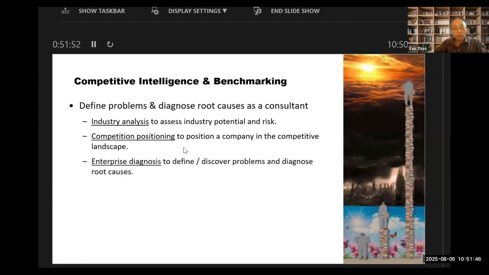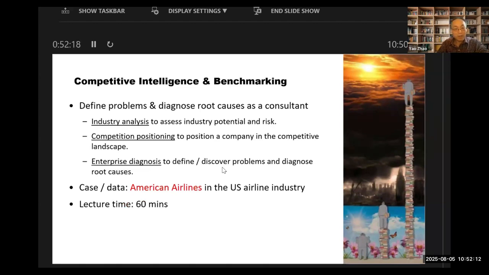Essentially, we want to find all the competitors and compare the competitors with us, right? And do the third step, which is enterprise diagnosis, to define or discover problems and diagnose root causes. This is extremely important for companies, especially from the management perspective. Now, the case will be American Airlines in the U.S. airline industry. And lecture time is about 60 minutes.